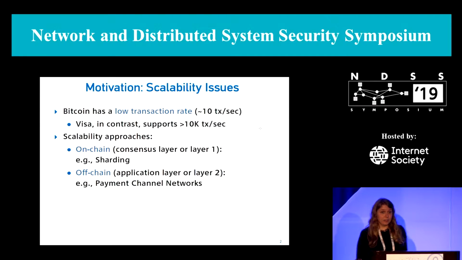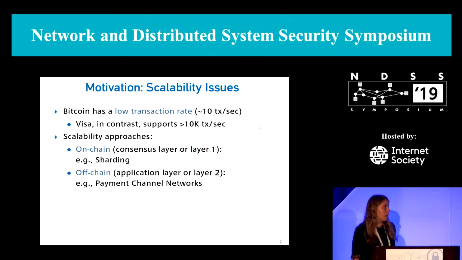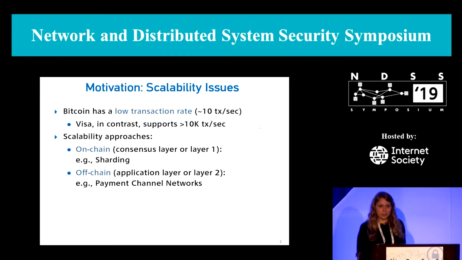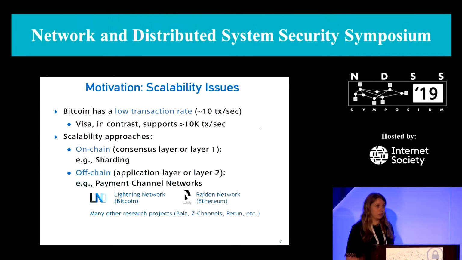There are mainly two lines of research tackling these problems. One of these lines of research we've seen two talks before, which are so-called on-chain solutions, which want to tackle this problem on the consensus layer. So we also call these solutions layer 1 solutions. And then there's another track, so-called off-chain solutions. Most prominently, one solution approach here are payment channel networks. And this is also what I want to focus on today.